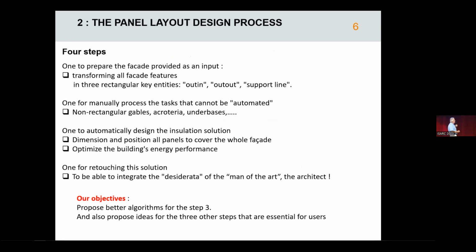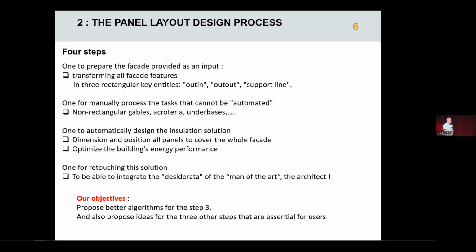Then you need to make some manual design of panels, because everything can't be automated. So as a second step, architects or people in charge of the design manually design the panel. Then after, you can turn to an algorithm in order to automate panel design. This is the third step: dimension and position all panels to cover the whole facade, and optimize the building performance. Of course, the idea is to have better efficiency. So the simple thing is to design panels as large as possible.